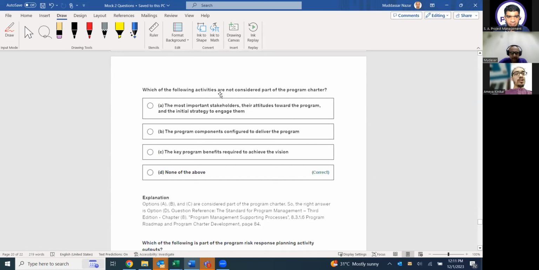Which of the following activities are not considered part of the program charter? The most important stakeholders, their attitude toward the program and the initial strategy to engage them. This is included in the charter. Important stakeholders, the key stakeholders are there. This is a key keyword. Program components configured to deliver the program. This I thought should not be in the charter, because components are identified later. Key program benefits required to achieve the vision. This should be in the charter, right? Yeah, but the option is none of the above, because as per the answer, all of those should be in the charter.